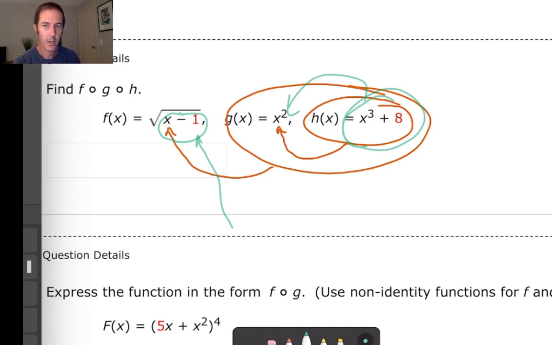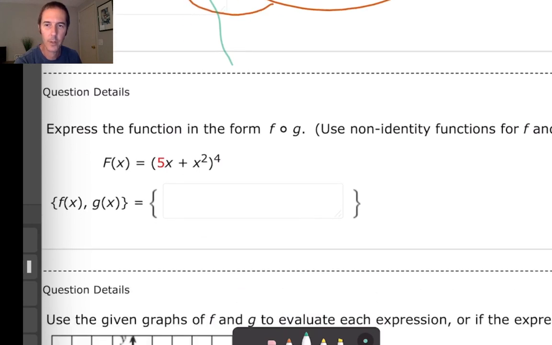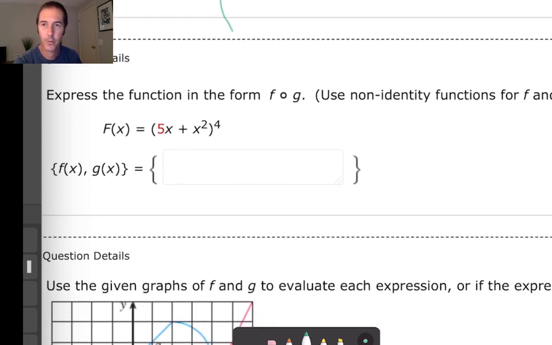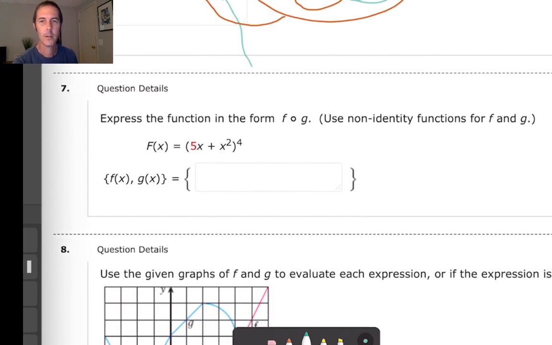Interesting. I'd be interested to hear if you can come up with a number that if you subtract 1 from it, still ends you up with a perfect square. I'm thinking of one that's a contender. I'll let you think on it though. Express the function in the form f of g.